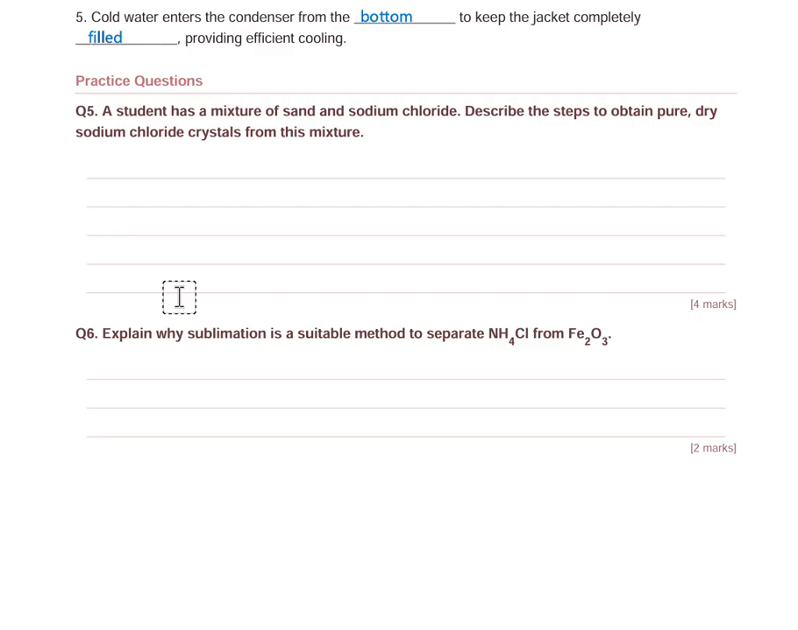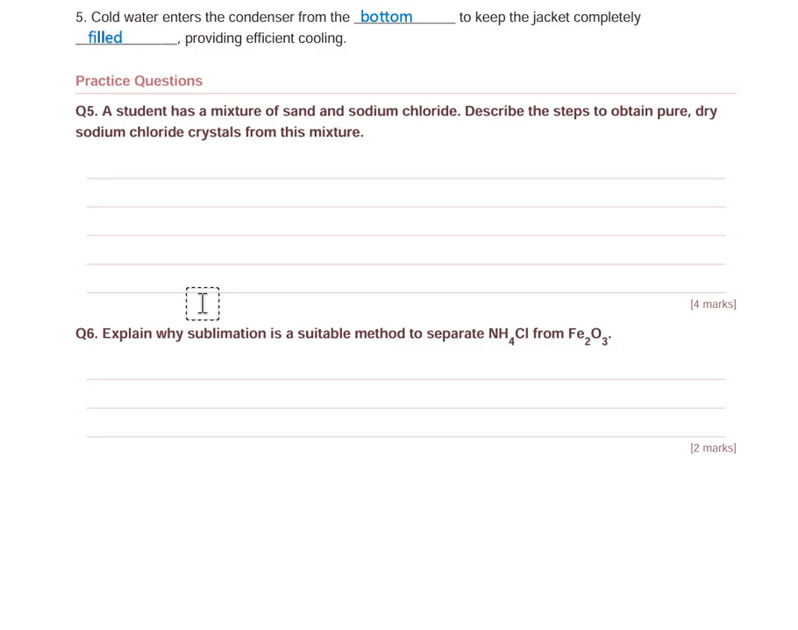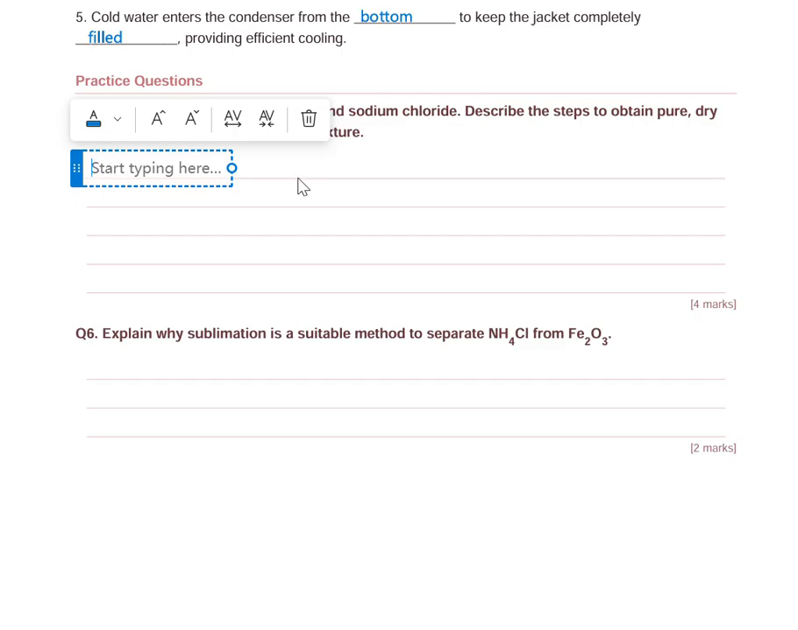Okay, let's start our practice questions. I think part D is next. So the next question: the student has a mixture of sand and sodium chloride. Describe the steps to obtain pure dry sodium chloride crystals. You're supposed to write in paragraph format, but I'm not taking my exam now, so I can just write in point form.